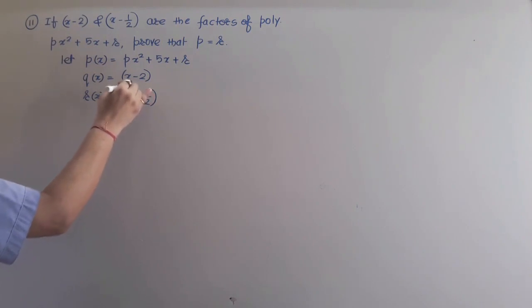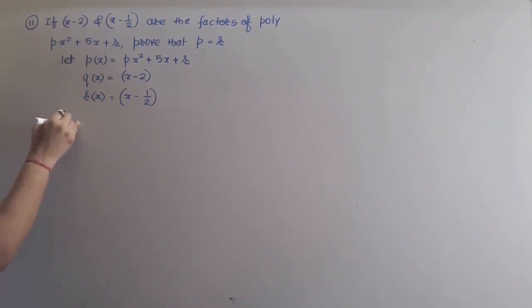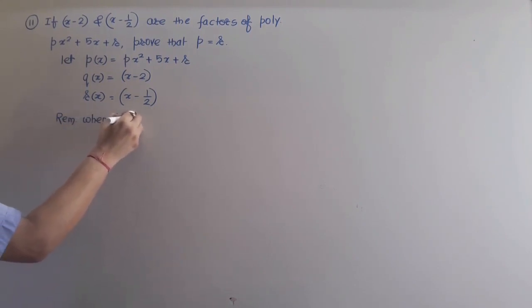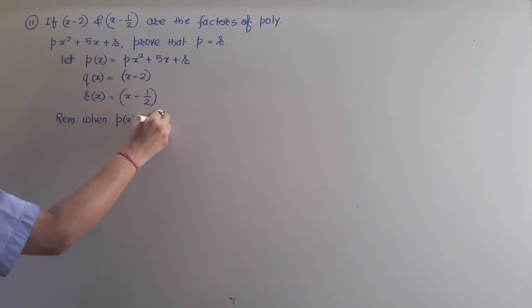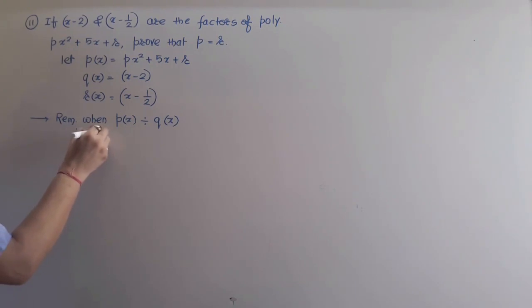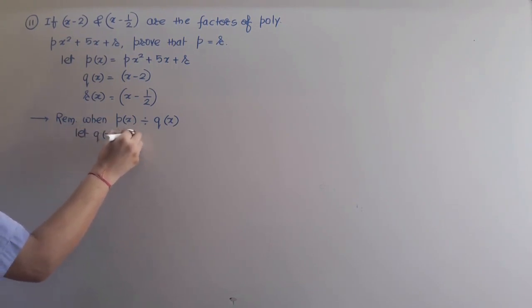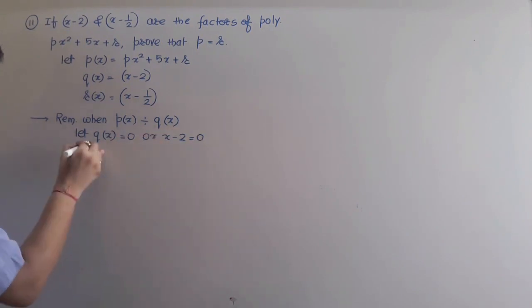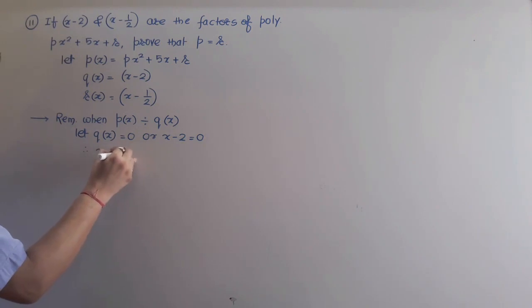Okay, so these three I have supposed. Now let us find out the remainder when p(x) is divided by q(x). So since p(x) we are dividing by q(x), in that case I can say q(x) will be my divisor. So let q(x) be equal to 0. What is the value of q(x) I have? x minus 2 will be equal to 0. So I can say that the value of x will be equal to 2.